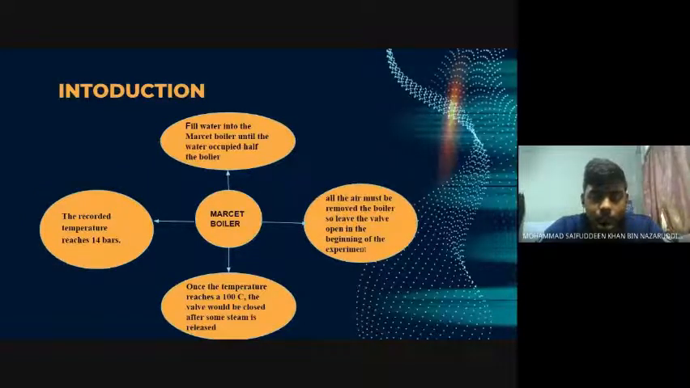Next, moving to the introduction, this experiment was carried out in a precise and timely manner and followed the procedure, which was to fill water into the Marcet boiler until the water occupied half of the boiler. After turning on the boiler, it is important to note that all the air must be removed from the boiler, so you leave the valve open at the beginning of the experiment. Once the temperature reaches 100 Celsius, the valve will be closed after some steam is released. The recorded temperature reached 14 bars.